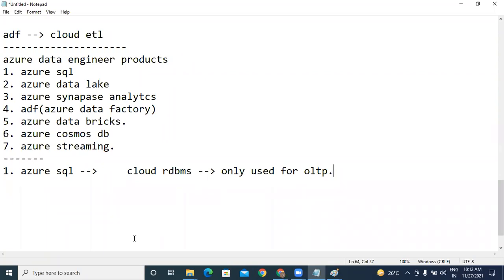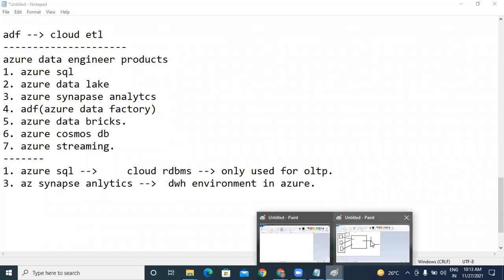Straight away, I'm coming to the third point. Later, I will come to the second point. My third product here is Azure Synapse Analytics. This is the DWH environment in Azure. What is DWH? Data warehouse. Come back to this picture again.